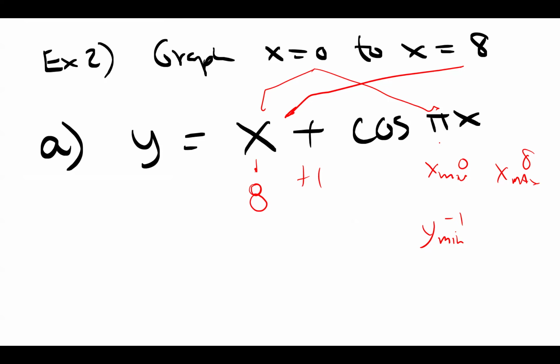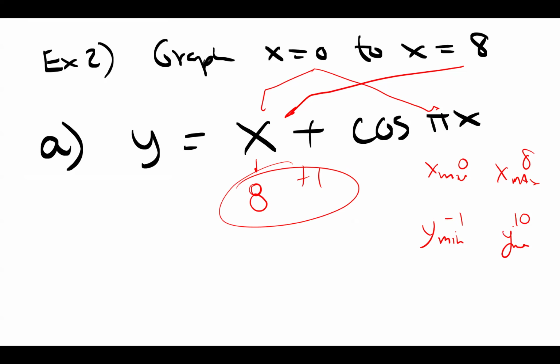For cosine, I don't really care because I know cosine is going to fluctuate between 1 and -1. So the height this guy can go is 1. So how about y maximum be a 10? Are we good? Technically it's a 9, right? 8 plus 1 is 9.